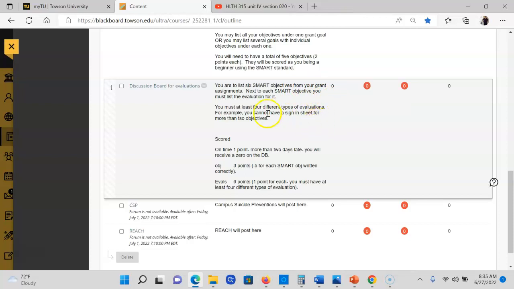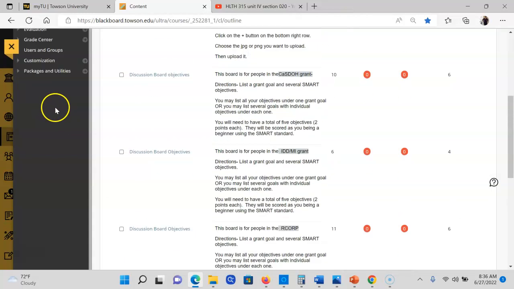And then next to each SMART objective, you will list an evaluation type. You have to have at least 4 different types of evaluation, and that will make more sense when you watch the video. So for example, if all 6 of your objectives said a certain percentage of people are going to attend a training, then all of your evaluations would be attendance sheets, and you can't do that. You have to have 4 different types. Again, that will make more sense once you do the lesson.